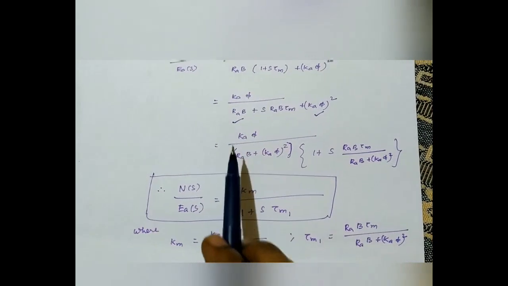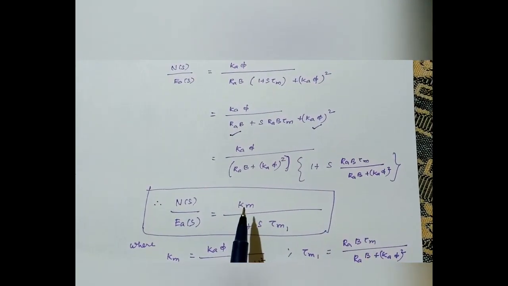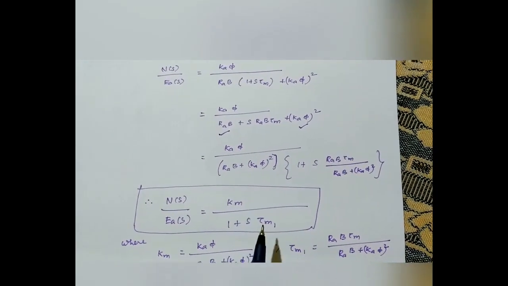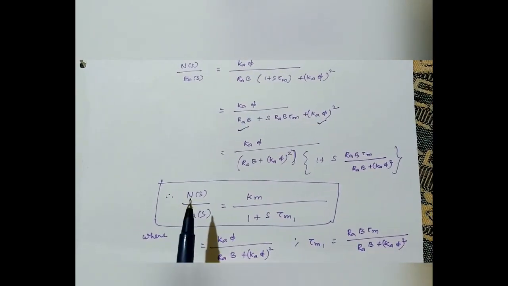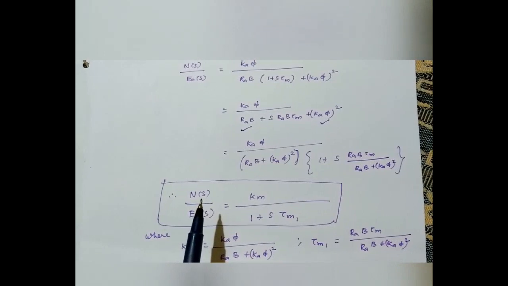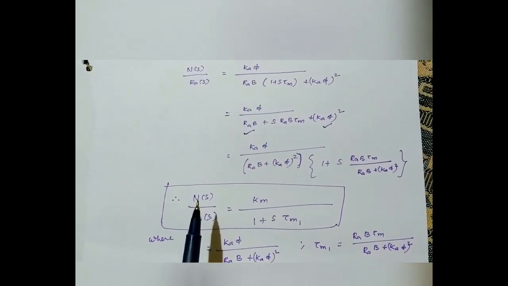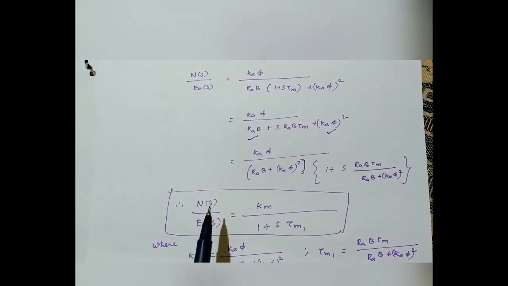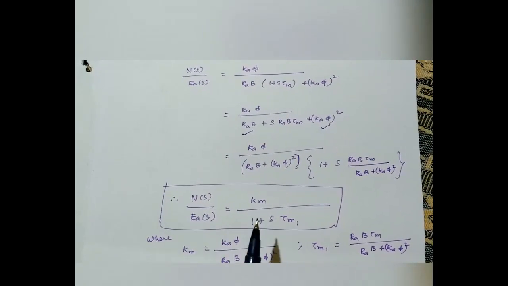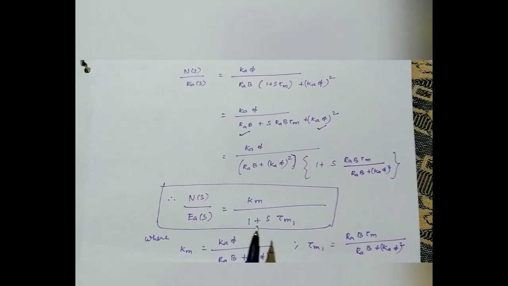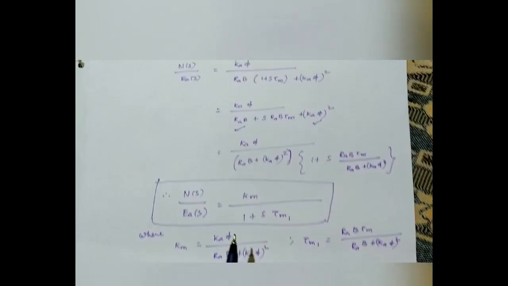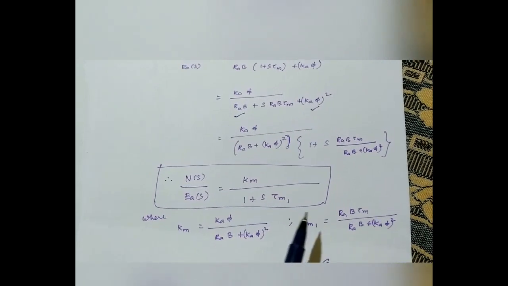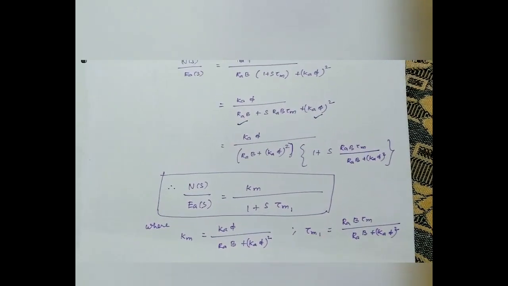Now in this equation, for this entire term we can substitute Km, and for this entire thing we can substitute tau m1. So this is the transfer function of the separately excited DC motor, where output is speed and input is the armature voltage. Output Laplace divided by input Laplace is equal to Km divided by 1 plus S into tau m1, where Km is this and tau m1 is this.